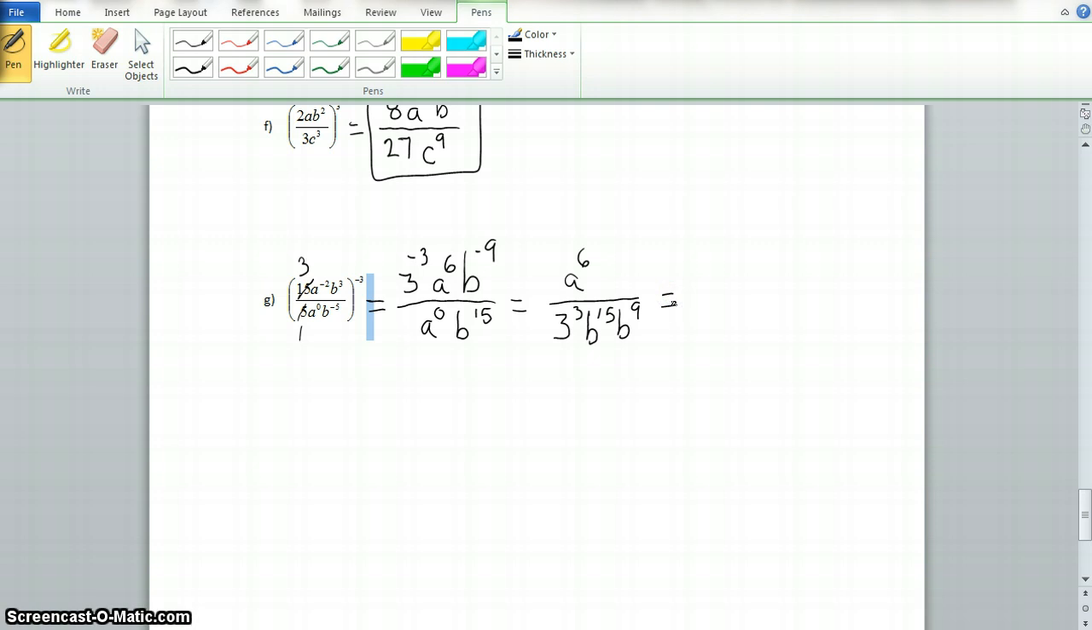Okay, almost done. All of my a's are done. Let's leave this a to the 6 on top. It's the only thing up there. 3 cubed down below is 27. Okay, look at my b's. I've got b to the 15 times b to the 9. They're both in the denominator, positive, so they're going to stay there. And the rule is that you add those together. What is that, 24? B to the 24. This is your answer. There's nothing else that we can simplify inside there, and all my exponents are positive. So we're done.